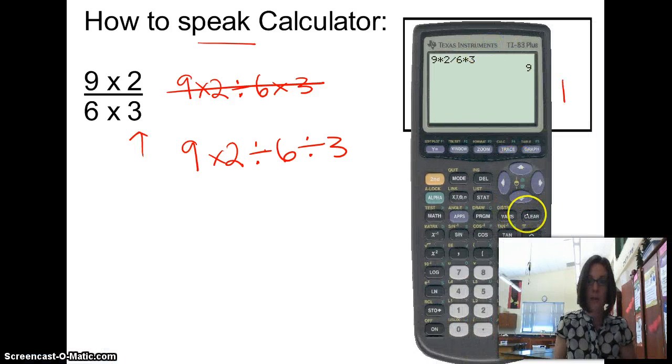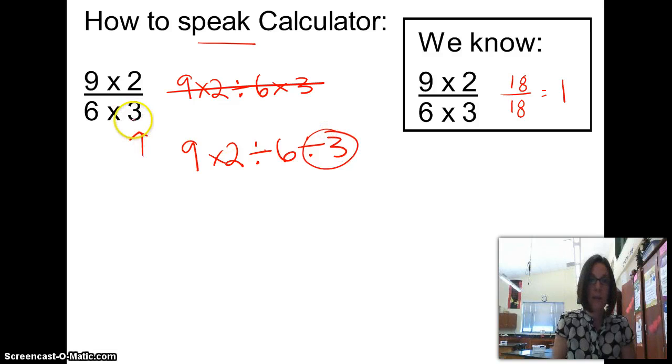Let's drag this over here. Let's clear off the previous stuff. So let's try 9 times 2 divided by 6 divided by 3. And we get 1. So the calculator understands that now this 3 is down here in the denominator when we say divided by 3. So yes, this one worked. You could also use parentheses, but that's extra button pushing.